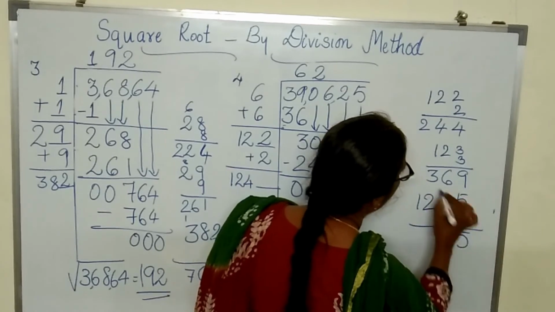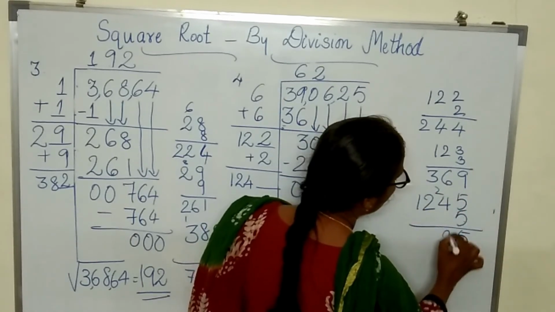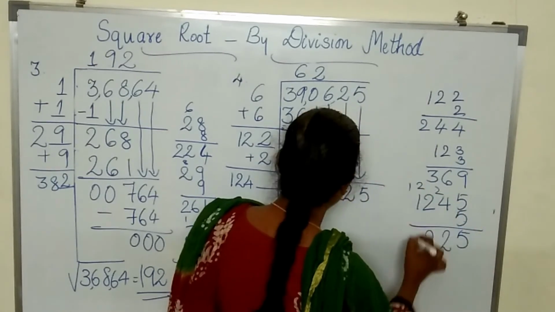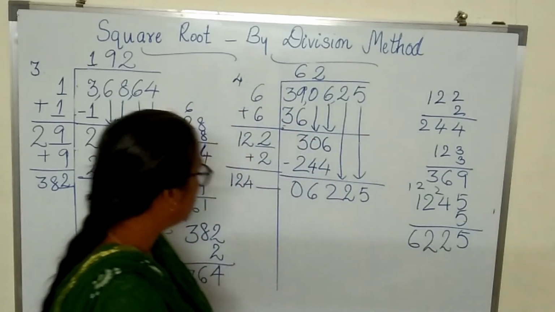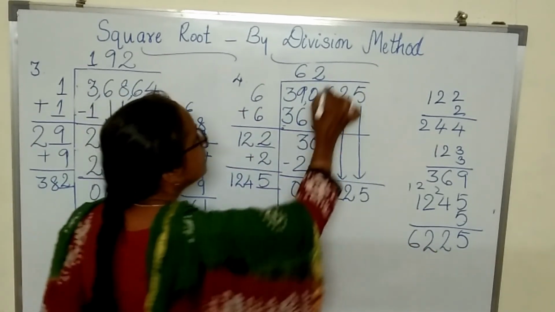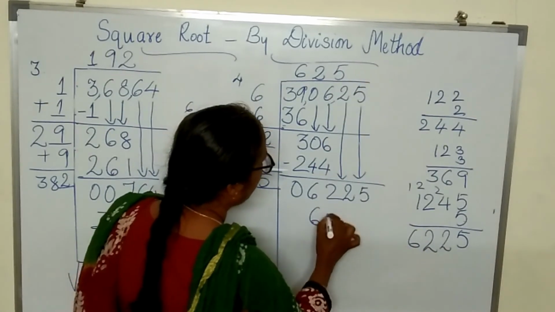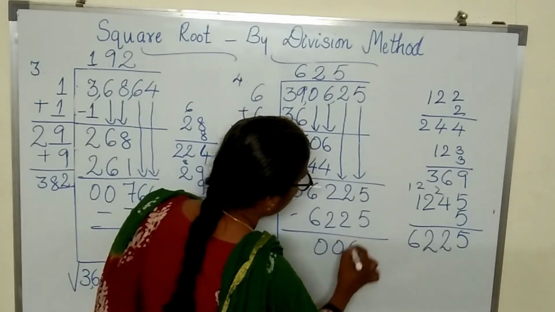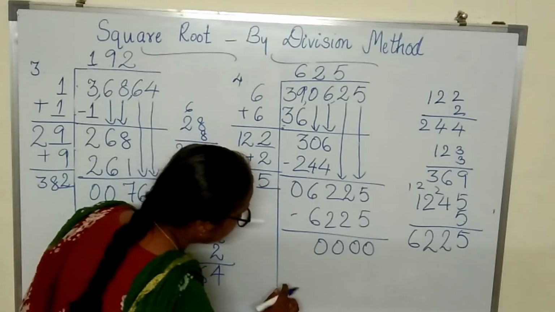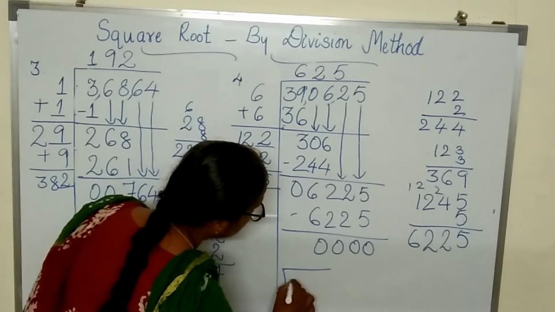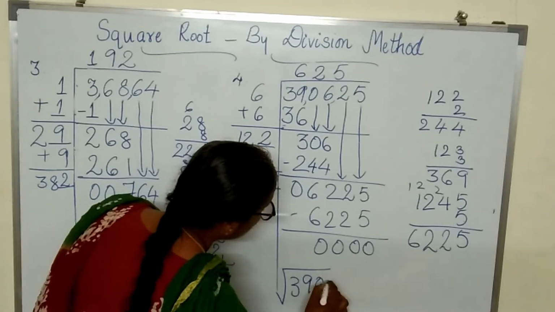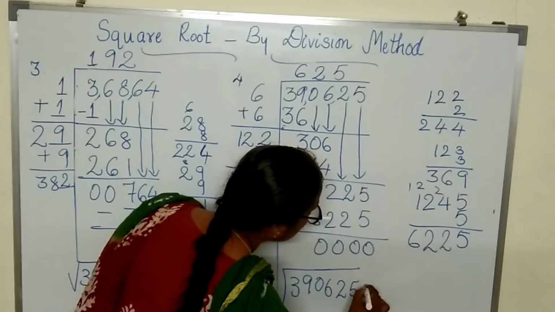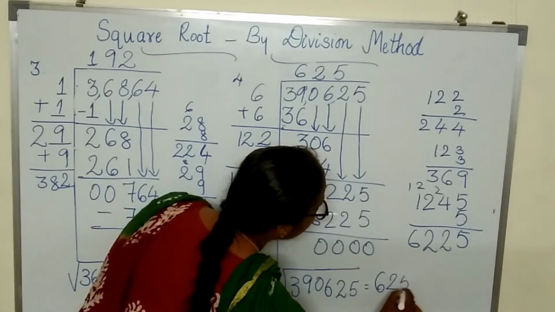5 5s are 25. 5 4s are 20 plus 2, 22. 2 5s are 10 plus 2, 12. 5 1s are 5 plus 1, 6. So, we got the same number. When we subtract, 0. So the square root of the given number is 625.